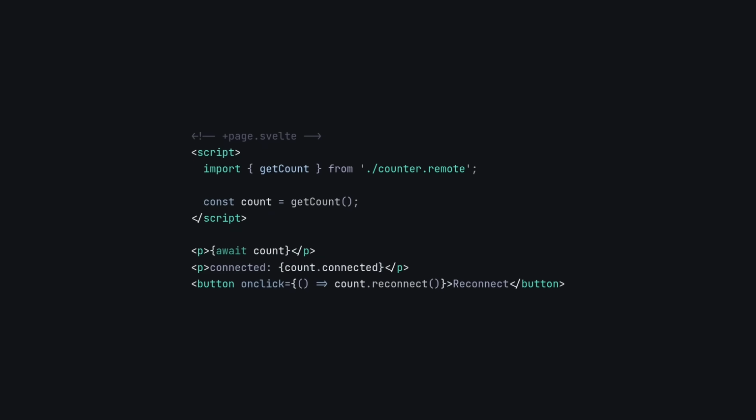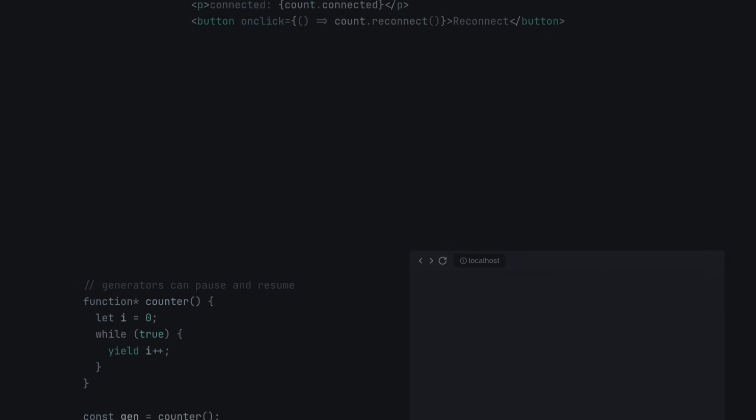But of course, if you prefer, you can still initialize this inside of the script tag. So here we can say count equals getCount. And we can await the count, and we can also use some other methods that are available to us, such as count.connected to get the connected status, and count.reconnect if we need to reconnect.